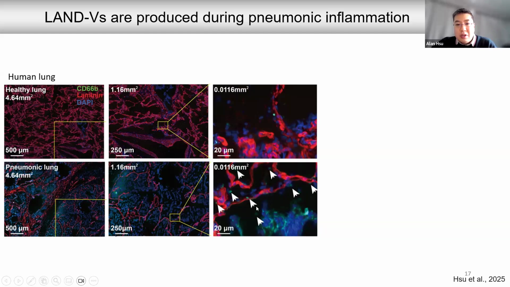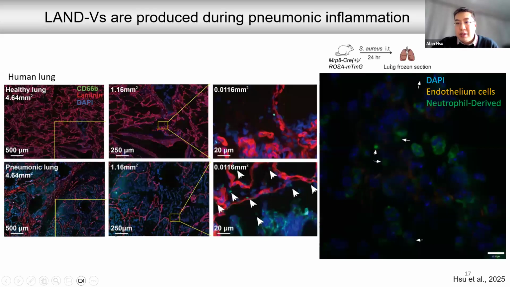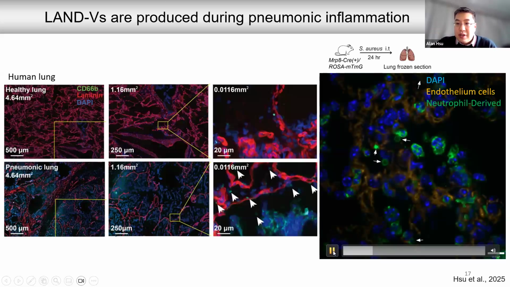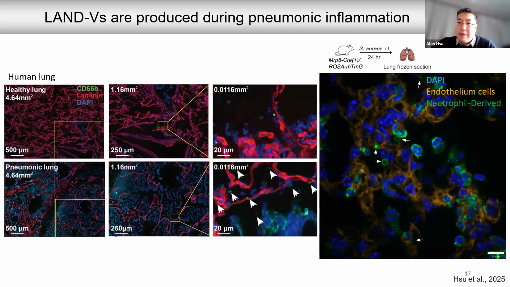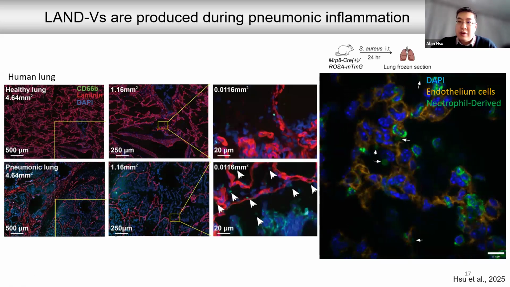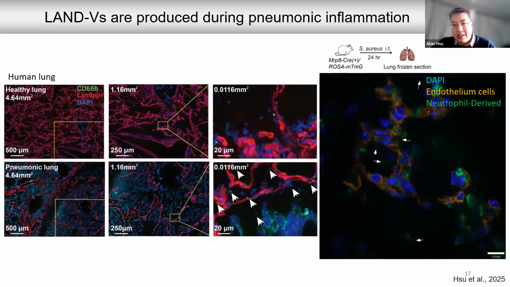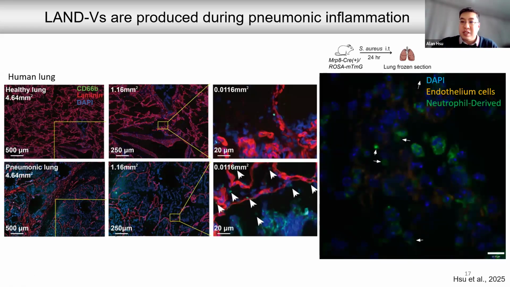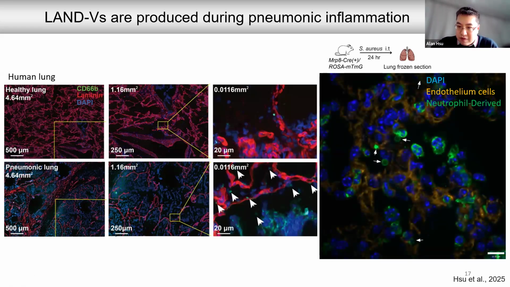So traditionally, pathologists have always brushed this off to say, oh, this is like antibody staining or nonspecific binding. But we show that it's actually more than that, because we also built a mouse model which expresses GFP on neutrophils and orange on every other cell, and we induced it with pneumonia. So this is the lung section of it. And as you can see, there's many of these DAPI negative vesicles that are just in the alveolar space and also in the parenchyma space, suggesting that LAND-Vs do exist and it's not just an antibody staining artifact.